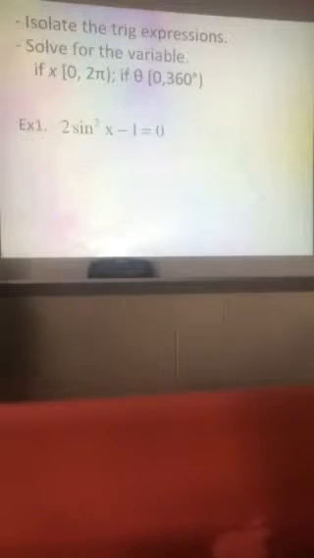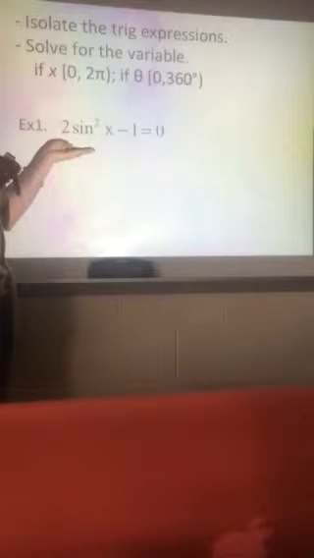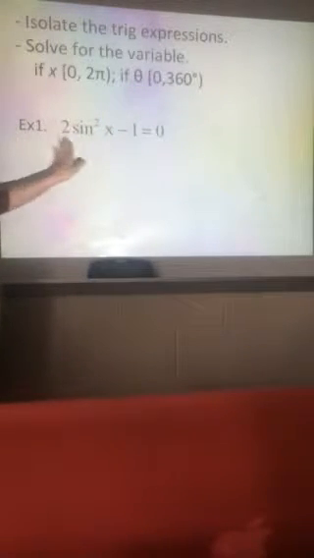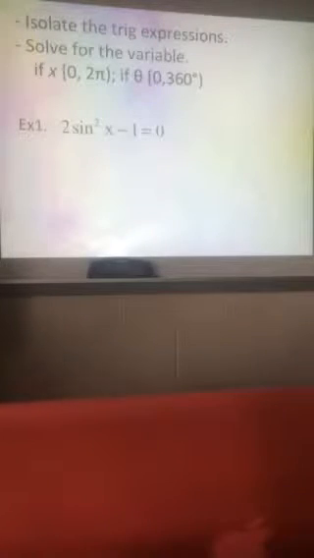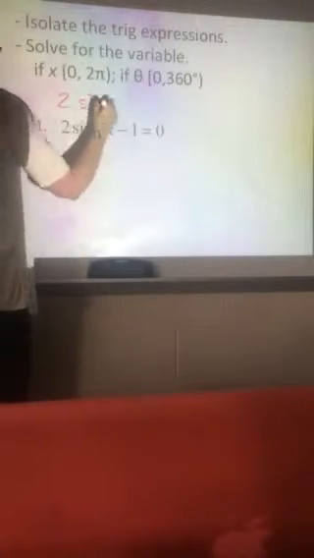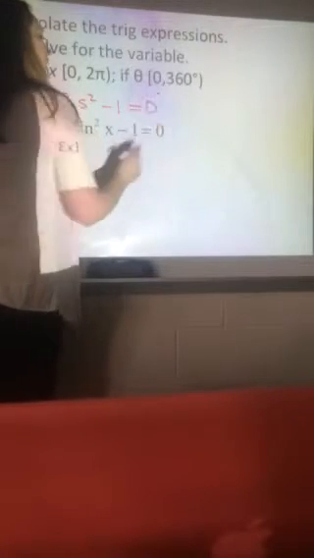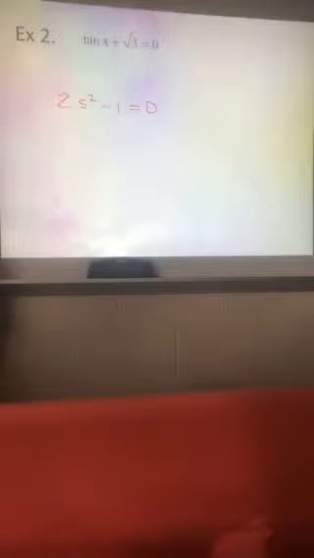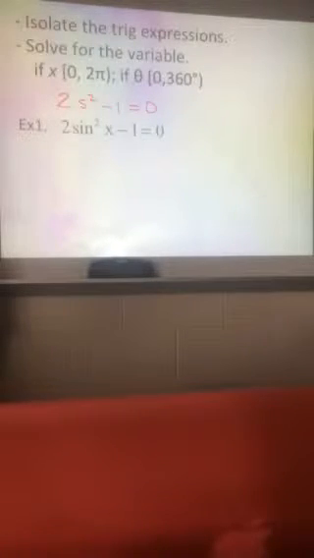Let's take a look at our first example. As you do these more and more, you're going to start to see that they resemble linear or quadratic equations. So if I take out all the sine stuff and look at this in a different form, I could say 2s squared minus 1 equals 0. Is this the form of a linear or quadratic equation? Linear or quadratic in red? Quadratic. And do you agree this would be the square root method of solving?